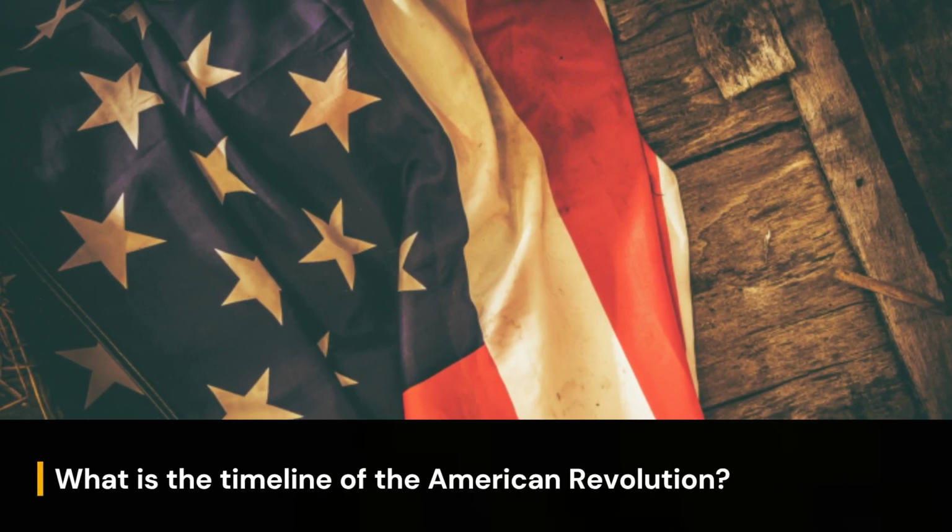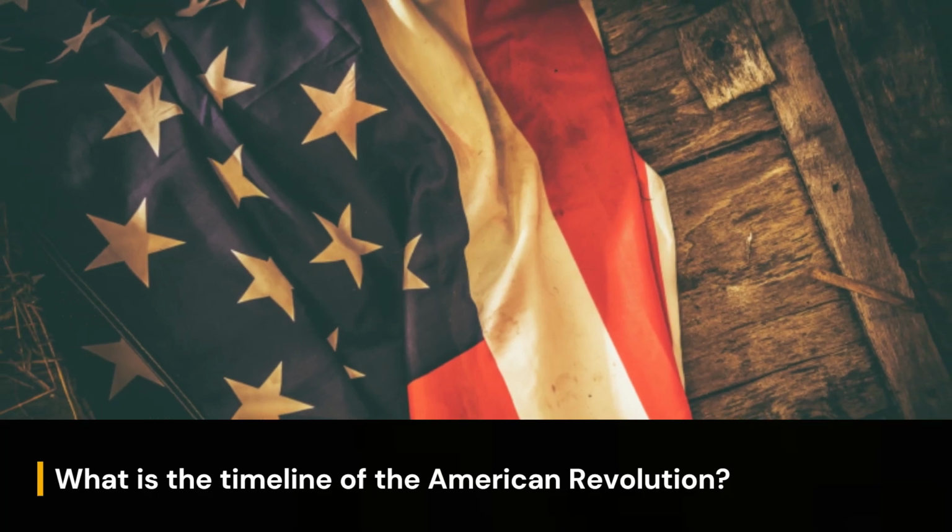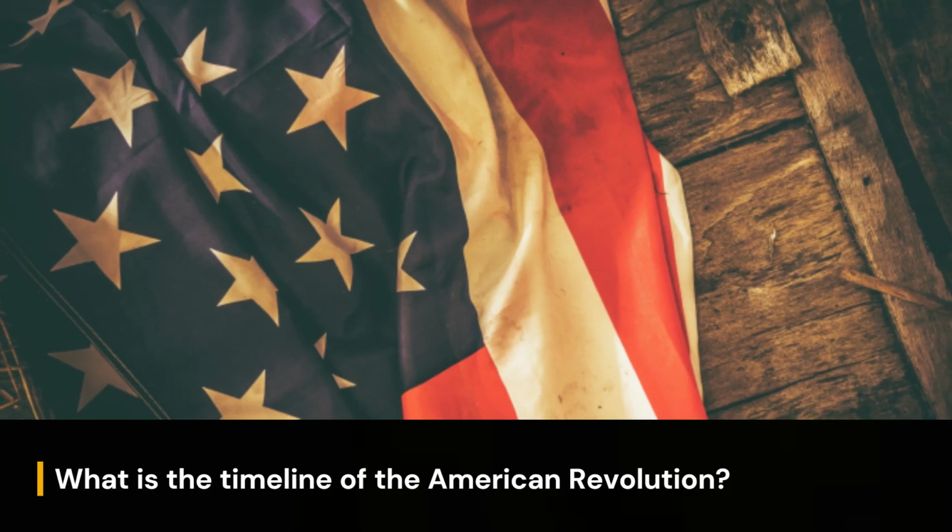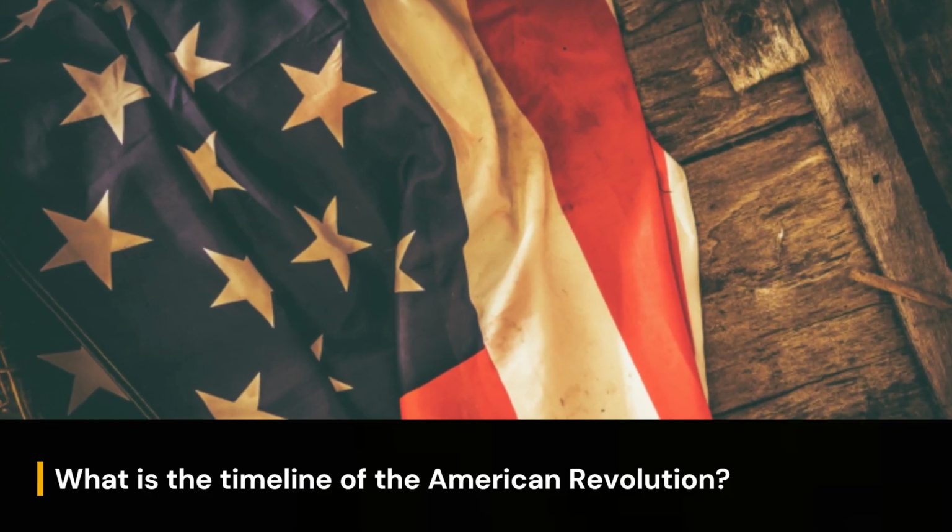What is the timeline of the American Revolution? The timeline includes the French and Indian War that began in 1754 and increased the British war debt, thus leading the British to tax the colonists to help pay the debt.